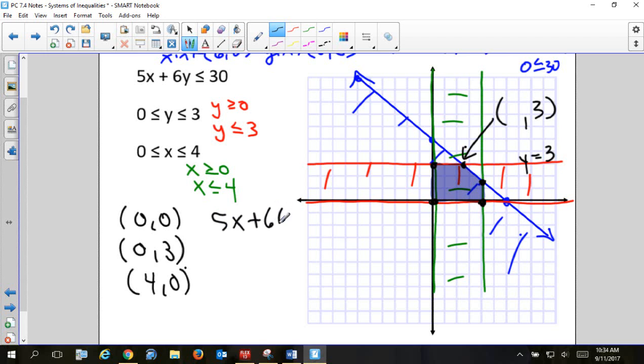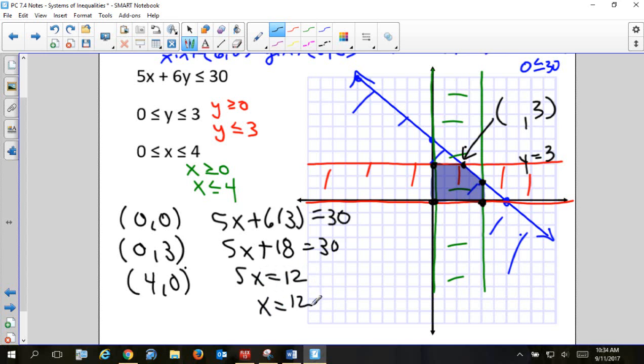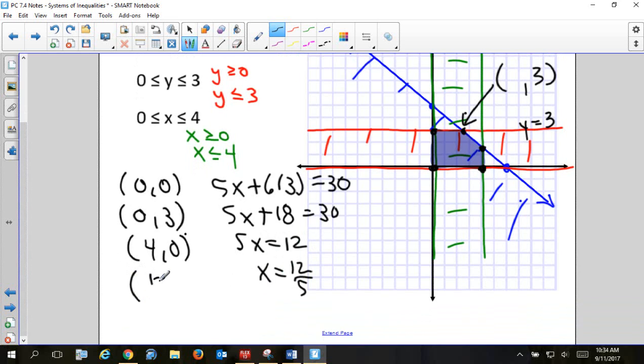5x plus 6 times 3. And I'm just going to use equals because I want to know what it equals at that point. I don't care about the shading for a moment. So I'll have 5x plus 18 equals 30. And I'm going to solve that, take away my 18, and divide by 5, and I get 12 fifths. So my ordered pair, x is 12 fifths when y is 3. So I had to do a little bit of algebra, a little bit. Substitution.